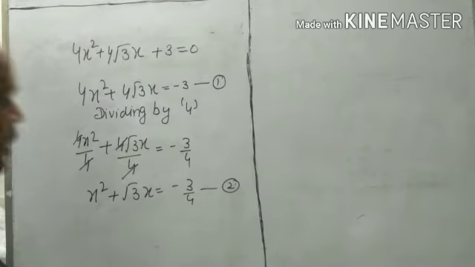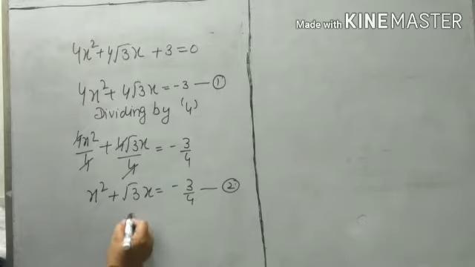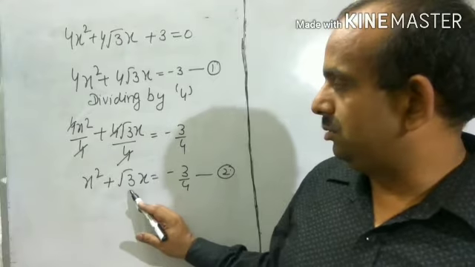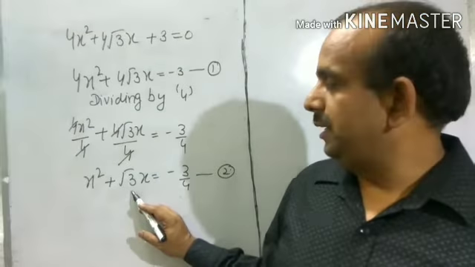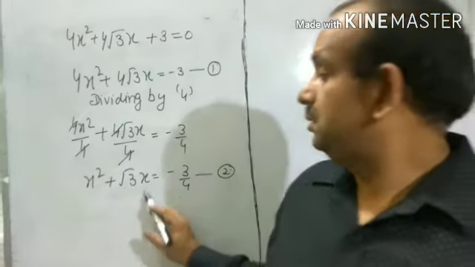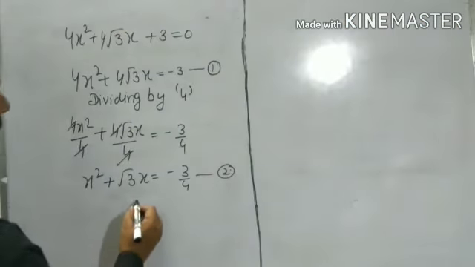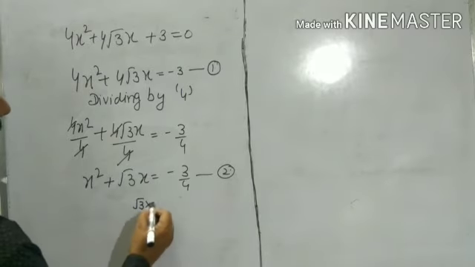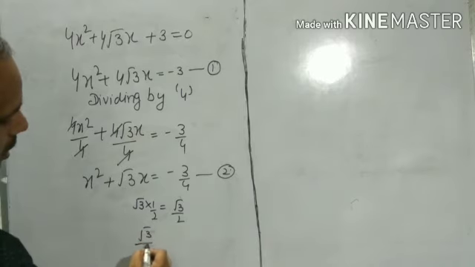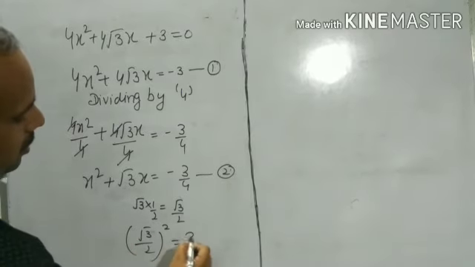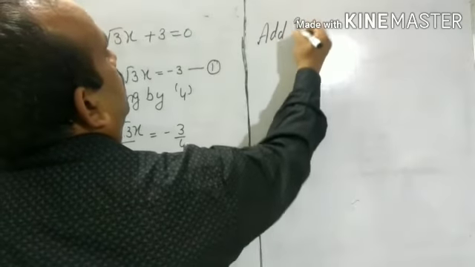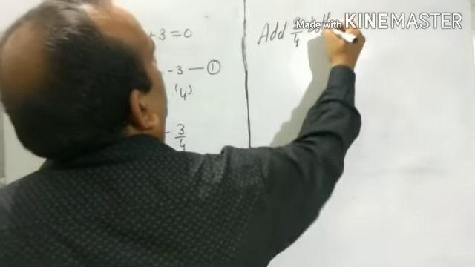Now what was our next step? Take the coefficient of x, which is root 3. Multiply it by 1 by 2 and then take the square of that. What is the coefficient of x? Root 3 multiplied by 1 by 2 is root 3 by 2. Take the square of that. It will be 3 by 4. Add 3 by 4 on both sides.